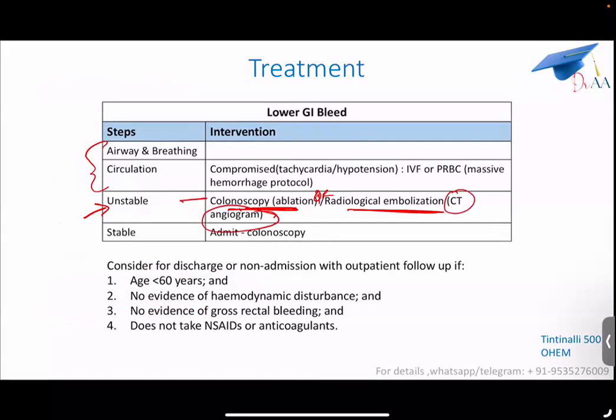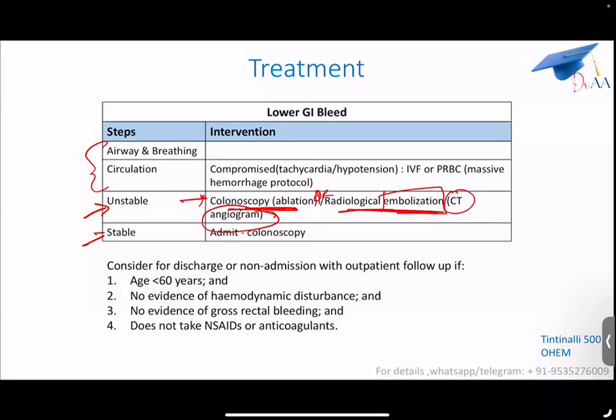For colonoscopy, you can do it directly, but if it's a gross bleeding, while they place a camera inside your bowels, they may not be able to visualize because of heavy bleeding. If there is heavy bleeding, then radiological embolization will be a better method, because the CT angiogram will show the culprit artery where it is bleeding from. Then they can embolize that particular artery.